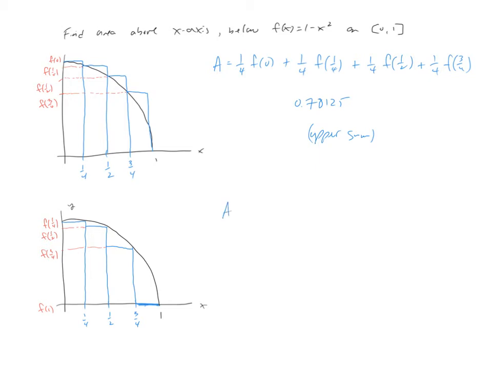All right, so area, we've got our base 1/4 and our height, f of 1/4, plus base of 1/4 times height, f of 1/2, plus base of 1/4 times f of 3/4, plus base of a 1/4 and a height of f of 1. So when all's said and done there, that gives us 0.53125, which is, as mentioned before, our lower sum.